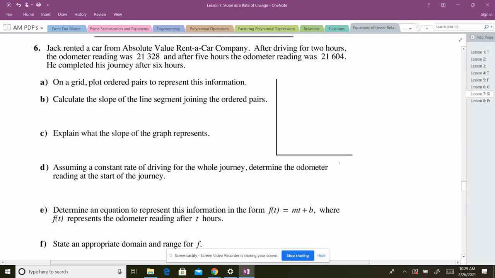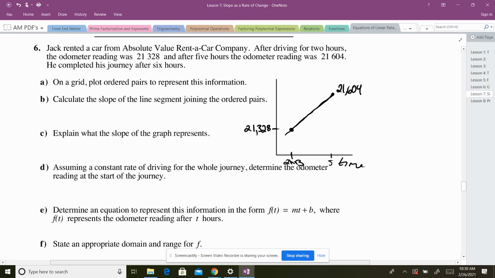Always put time on the x-axis. So after 2 hours, I will give you the graphs on the test. We might as well just practice filling it out. We have a reading of 21,328. And then after 2 hours, it's HRS. Just put 2. We have a reading of 21,604.